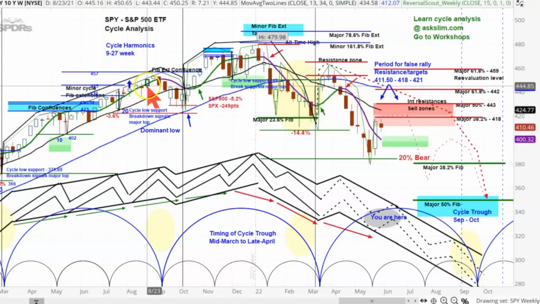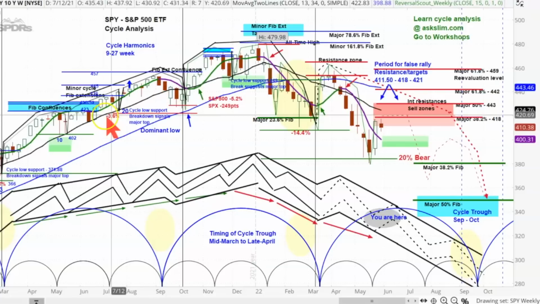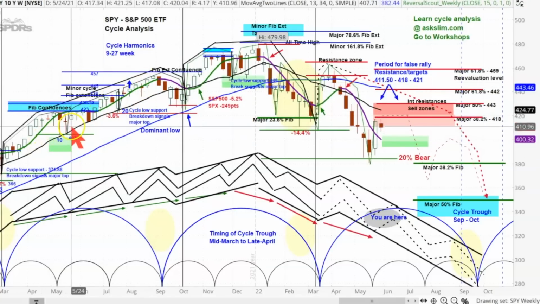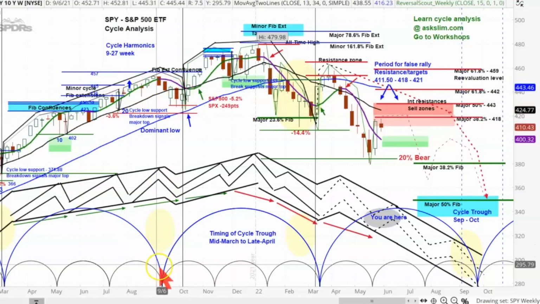This is the askSlim proprietary momentum indicator for the weekly. That is the reversal scout. Level 4 members get this for their charts on Thinkorswim. And that gives you the momentum conditions. It flattened out over here a little bit, but then got strong and then came down for this corrective period.